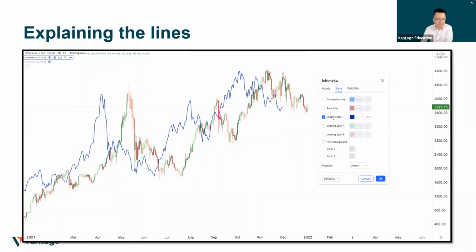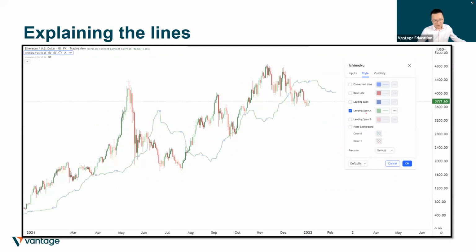I'm sure there was a Japanese translation to these names, but I haven't got the Japanese translation here, right? But that's the lagging span forming behind as price moves. It gives you a little bit of a view of where price moves. It moves in a similar direction, but it's just shifted a little bit to the side. It gives you that view of price movement. Bear in mind, as the name says, it is lagging, right?